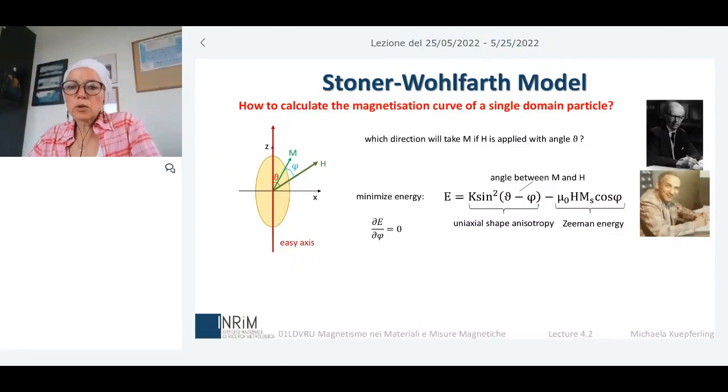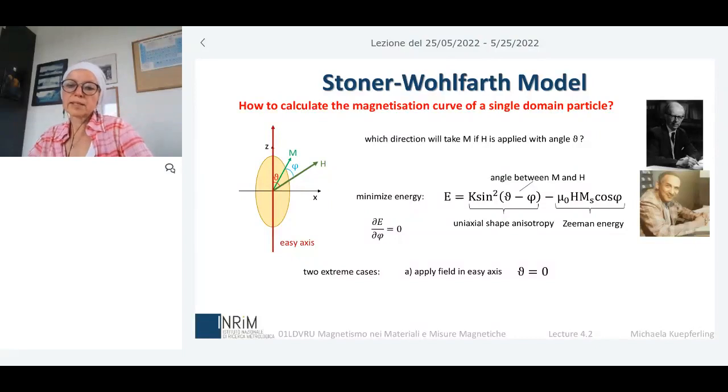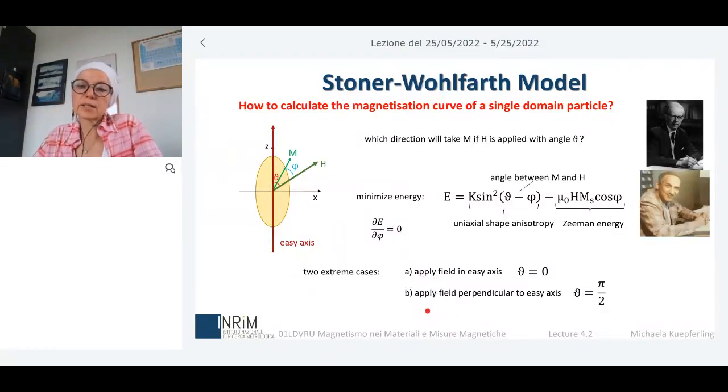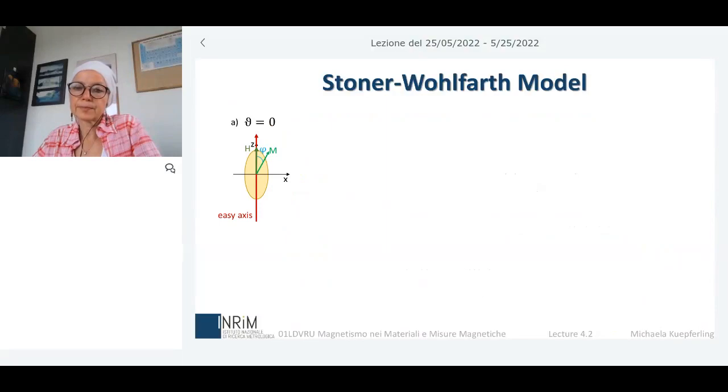Now let's consider only two simple cases in order to calculate this energy minimum. These two simple cases are that we apply the field first in the easy axis, so theta is equal to 0, and the second case is that we apply the field perpendicular to the easy axis, so theta is pi half. Let's start with theta equal to 0, so we apply the magnetic field in the easy axis.